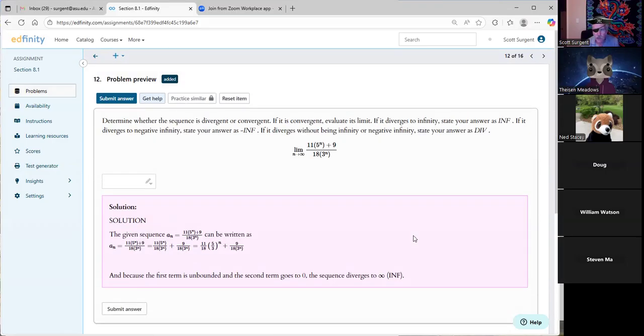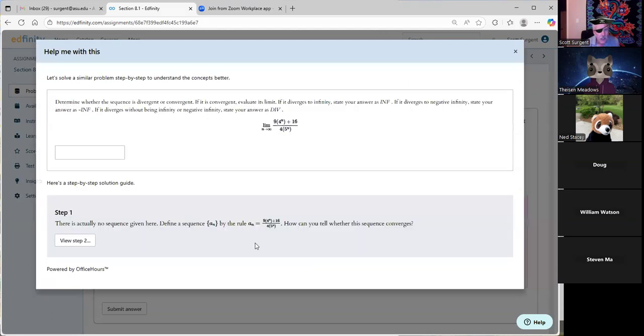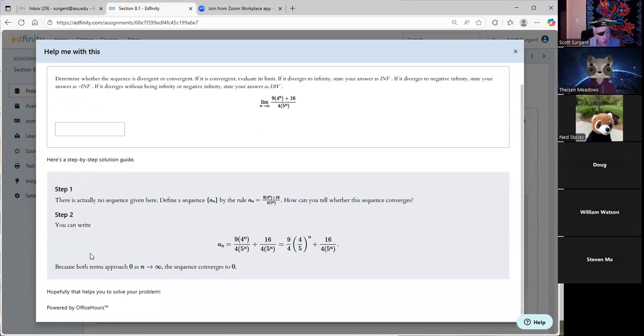So where do you see that button? Oh, right here. Let me submit that. So if you click down through all the view steps, it's the same problem, just different numbers. And in this case, it says it converges to 0.